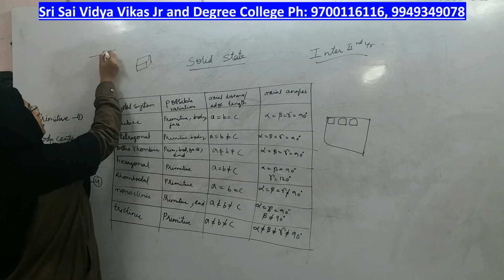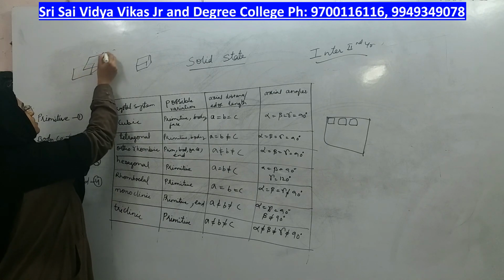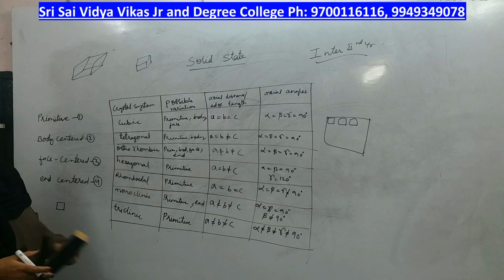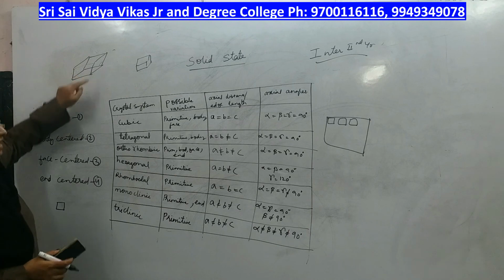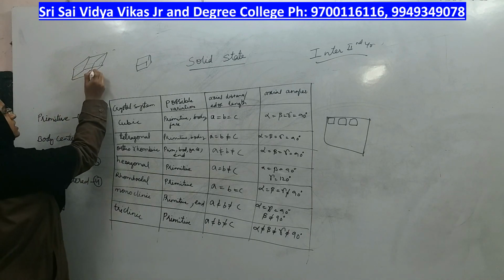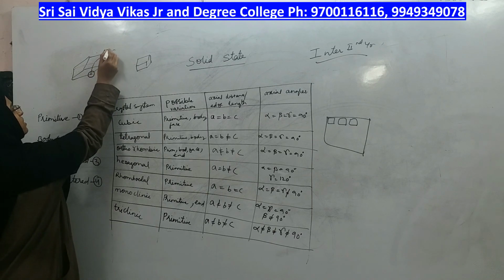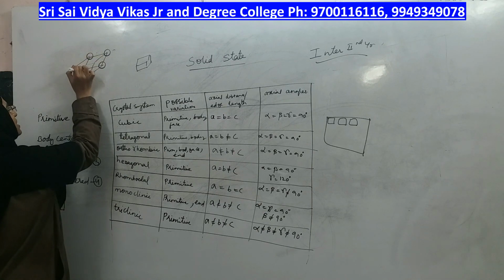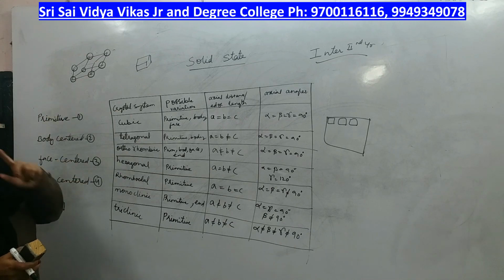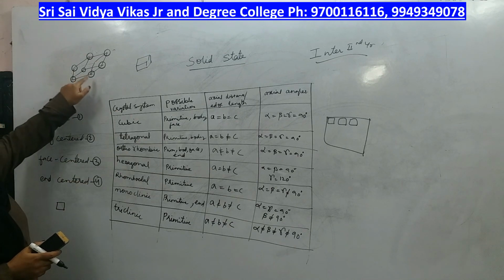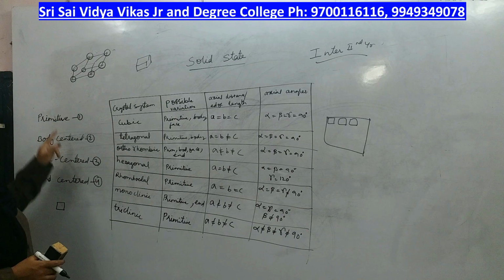A cube has 8 corners, right? How many corners does a cube have? 8 corners: 1, 2, 3, 4, 5, 6, 7, 8. At each corner there is one atom present, right? So in primitive, the 8 corners are occupied by 8 atoms.